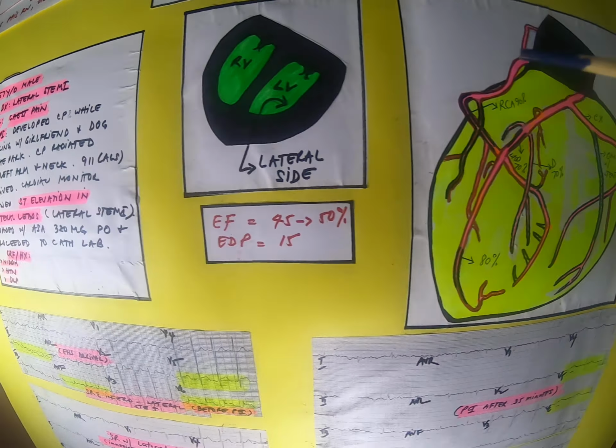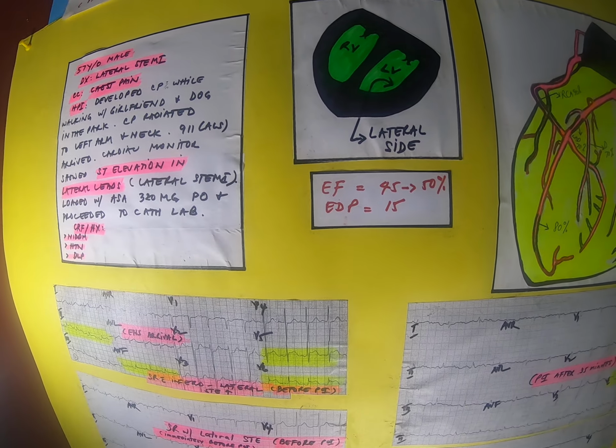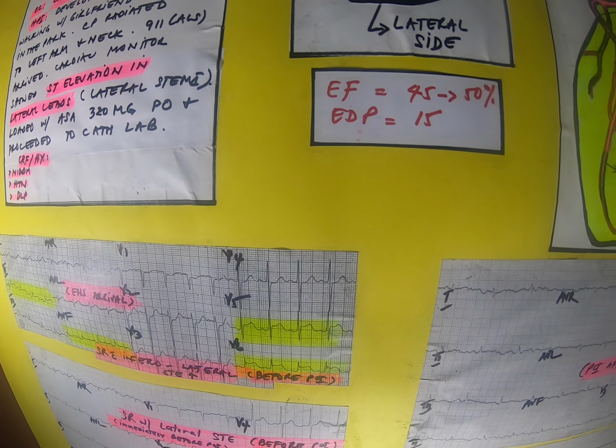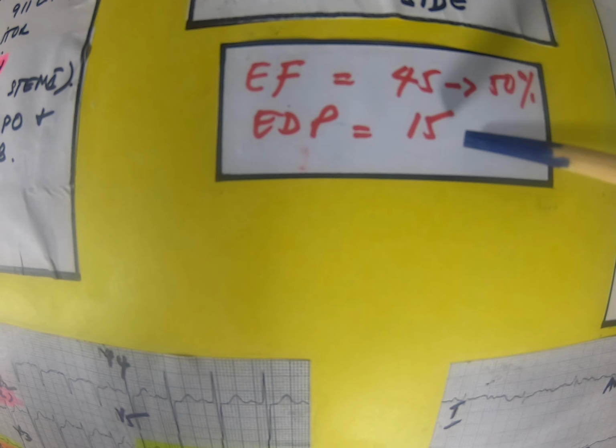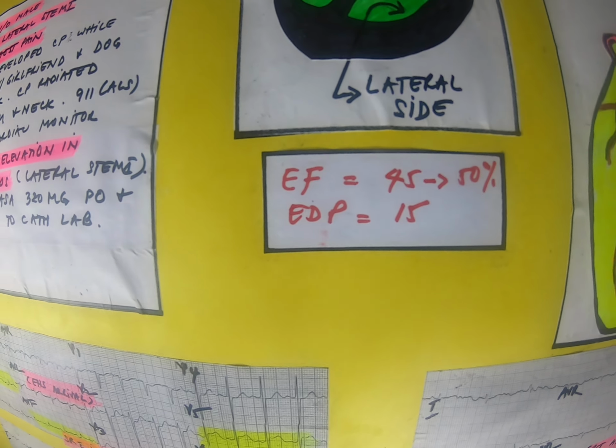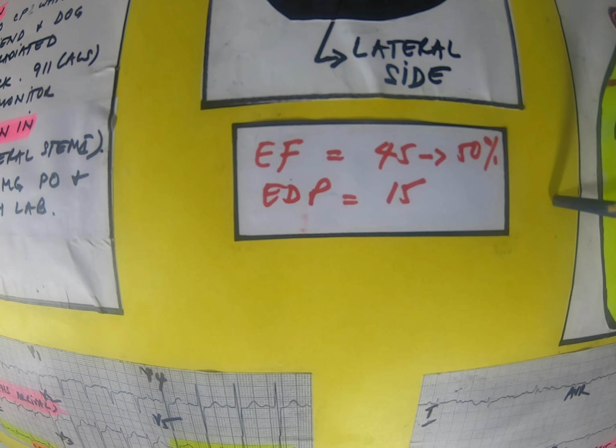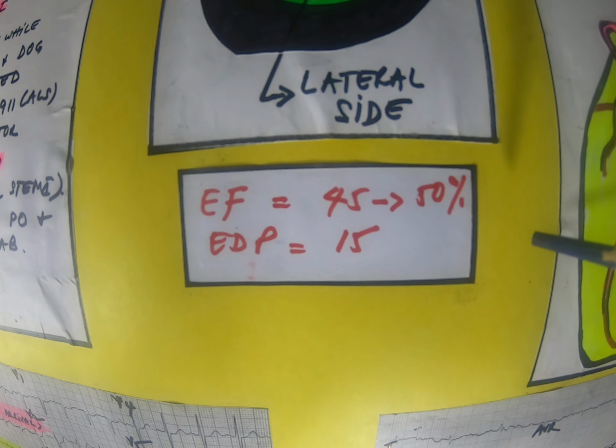Okay, the ejection fraction is 45 to 50%. That is borderline low. And the diastolic pressure is 15, which is borderline high. For CCU nurses, they will continue to monitor and assess the patient to prevent further complications.